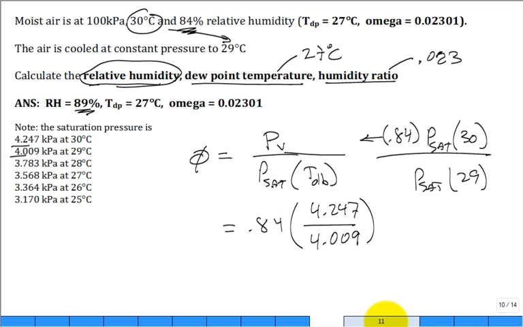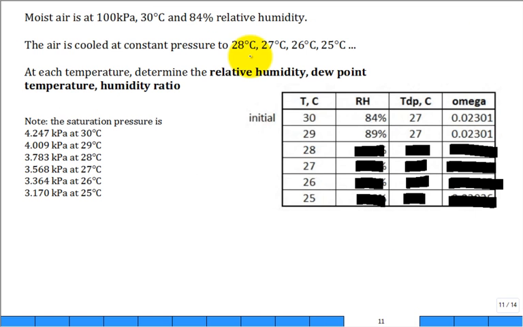Ready to do this again? Well, you cooled it from 30 to 29. So the initial temperature was 30, but you cooled it to 29. What did the relative humidity do? Well, it was 84. Now it went to 89. What did the dew point do? Didn't change. I didn't hit the dew point. What did the humidity ratio do? Didn't change. I didn't change the balance between the vapor and the dry air. The masses are the same.